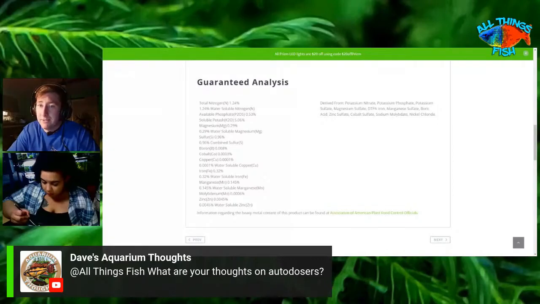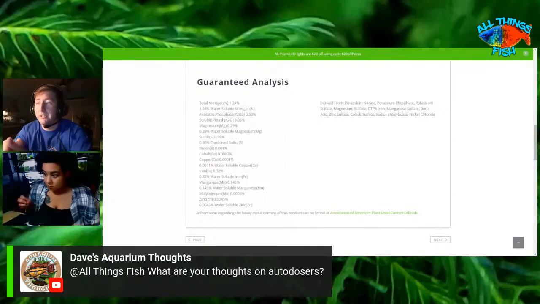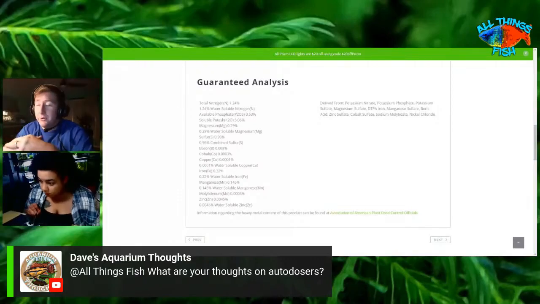Autodosers are great for consistency. Like I said before, I'm not a fan of dosing a large volume of nutrients at the beginning of the week and then letting them burn out throughout the week. I like to dose smaller amounts of nutrients at a time. Autodosers allow you to do exactly that.